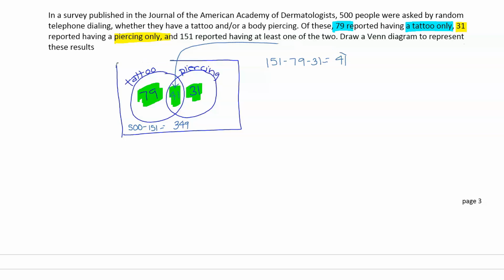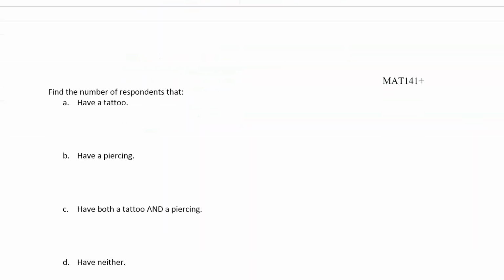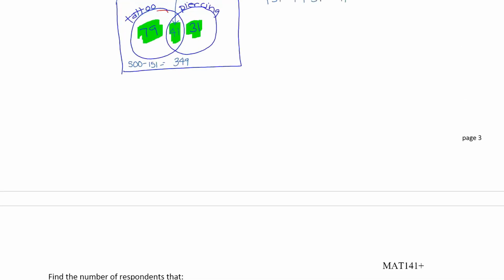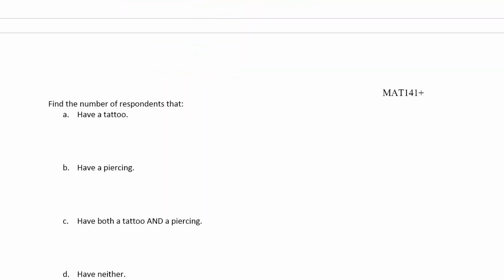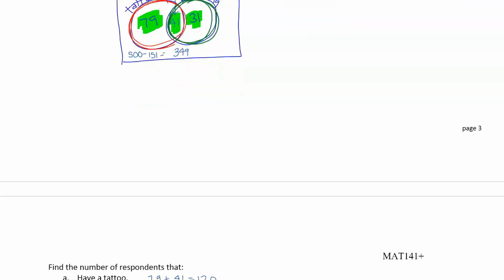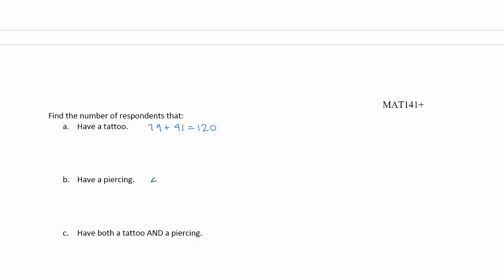Now, we can use this Venn diagram to answer the following questions. Find the number of respondents that have a tattoo. So that's going to be everyone that has a tattoo, everyone contained within the T circle. So this will be 79 plus 41, which is 120. Next, we're asked to find the number of respondents that have a piercing. So this means we need all the counts within the piercing set. So I'm going to add the 41 plus 31. That equals 72. 72 of the respondents have a piercing.